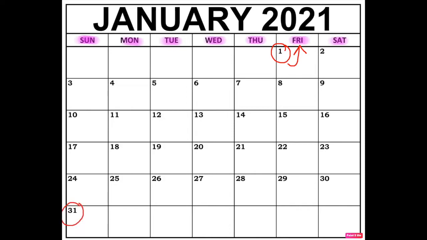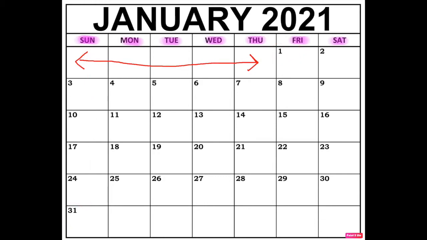You'll also see that the last day of the month, or the last date in the month, which is the 31st, ends here on a Sunday. So we look at the number 31, and then we look up the column to see the day above it, and we see SUN for Sunday. So we know by looking at this that there are 31 days in the month of January.